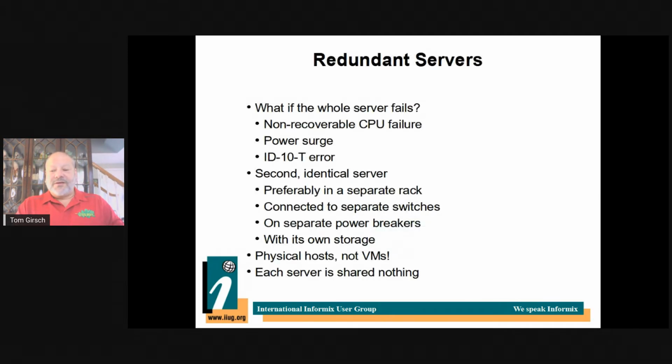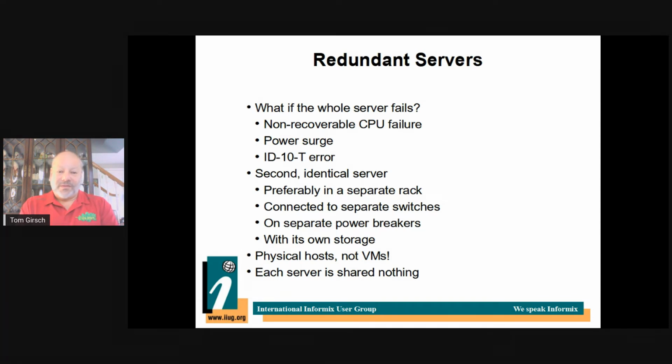So now that we've built a redundant server, what if the whole server fails? What if there's a power surge and a massive catastrophic failure, non-recoverable CPU failure? What I like to call the ID10T error, the drastic error where somebody just pulls a stupid. We actually had someone, a couple of employers ago, who walked by and simply unplugged the wrong machine from the wall. Just took our production server down by unplugging it. That's the classic ID10T error.